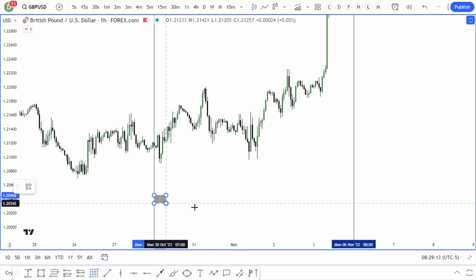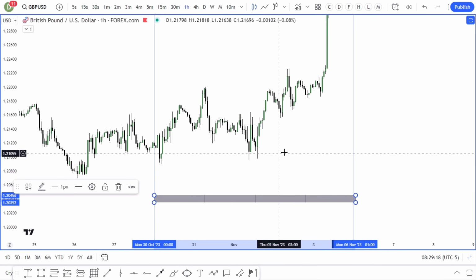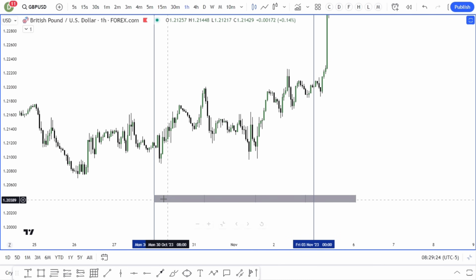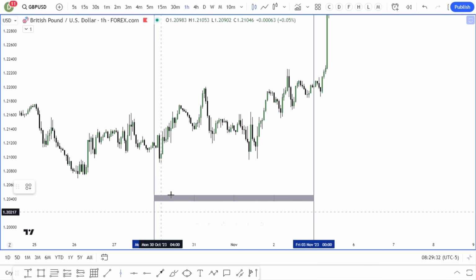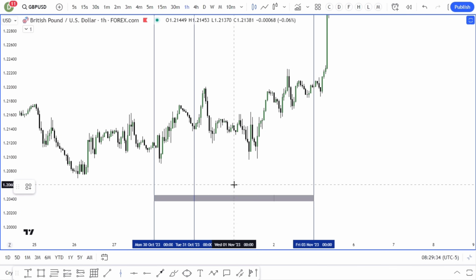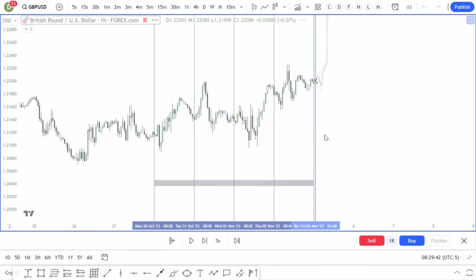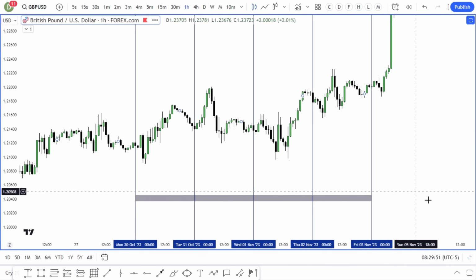Monday will generally be our accumulation, Tuesday our manipulation, Wednesday our distribution, and then Thursday a continuation or reversal. So we'd mark out the range from Monday open heading into Friday close, and then we divide this range into quadrants like this. Right now, let's even use bar replay just to keep things clean. Nah, let's rather not, it's fine. It's still going to make sense.